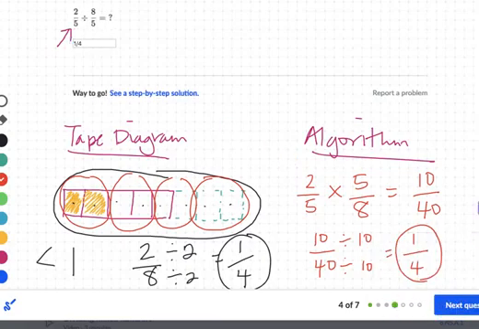So both methods show that the total, the dividend, is less than the group that you want. So it's going to only be 1/4. It only has 1/4 out of the 8 that we needed. We only had 2 out of the 8 pieces that we needed.